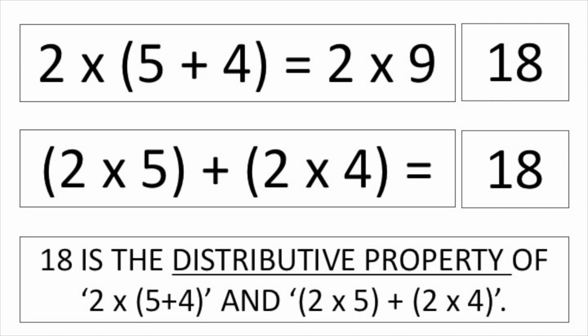18 is the distributive property of 2 times 5 plus 4 or 2 times 5 plus 2 times 4. You see, we can do it both ways. We can either use 5 plus 4 to get the 9, or we can simply just times 2 by the 5 and then 2 by the 4. Will give us the same answer. So let's do one more with distributive property.